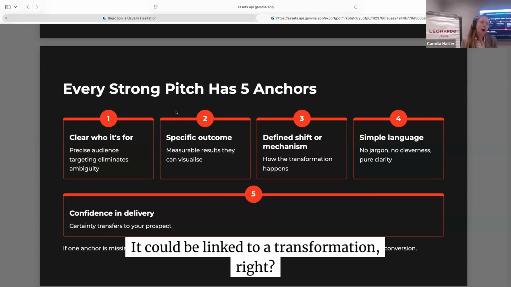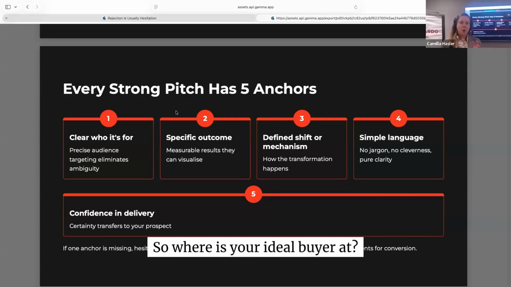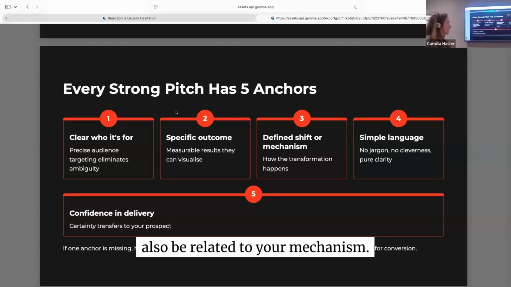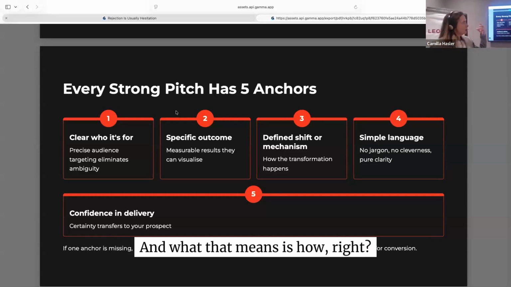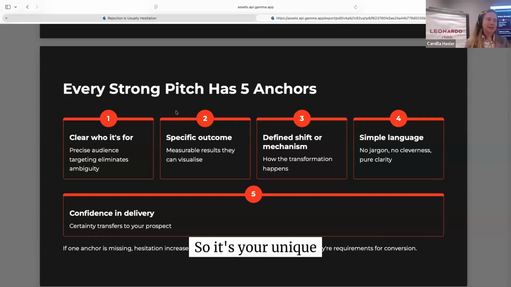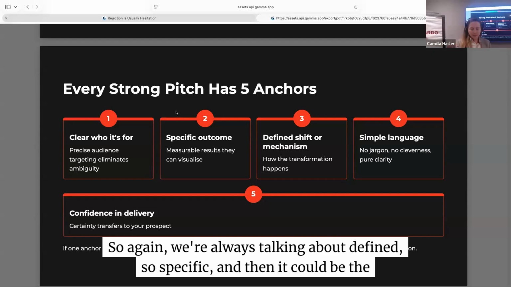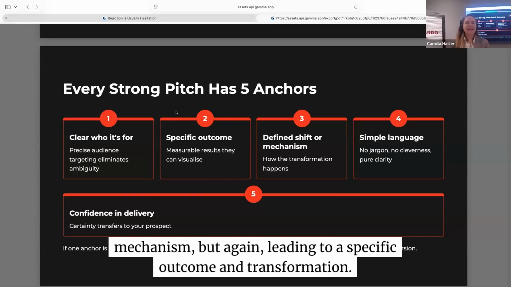It could be linked to a transformation. So where is your ideal buyer at, and then where do they get to? That's this key anchor. So it's related to a shift, or depending on what your product or offering is, it might also be related to your mechanism. And what that means is how, so it's your unique way of doing something. So again, we're always talking about defined, so specific, and then it could be the mechanism, but again, leading to a specific outcome and transformation.